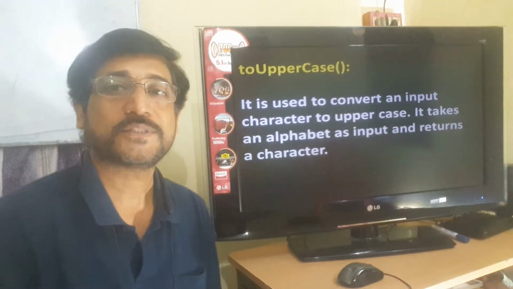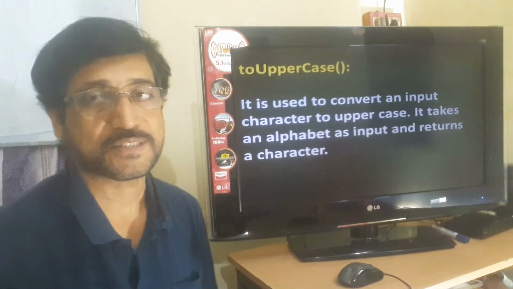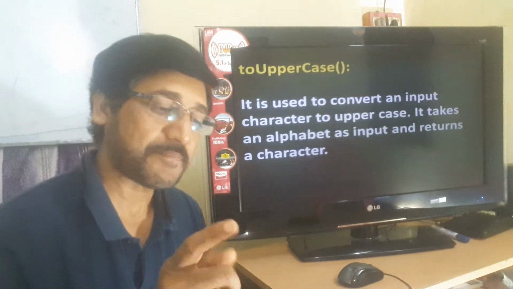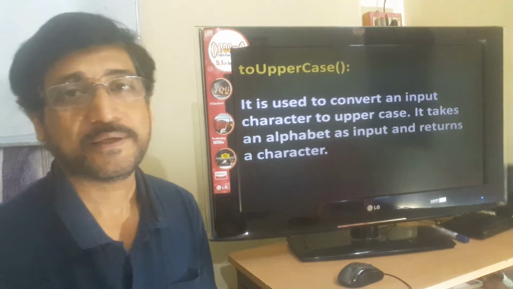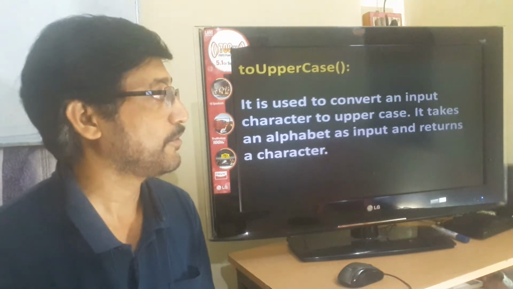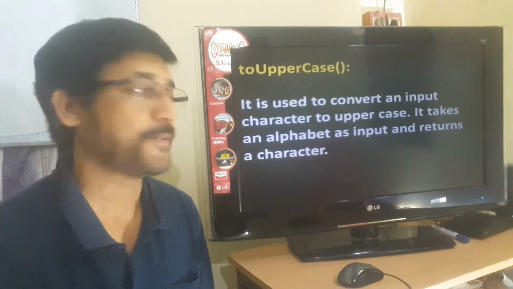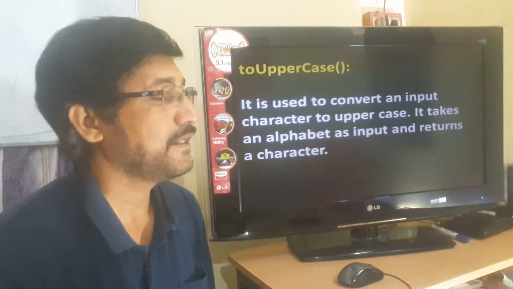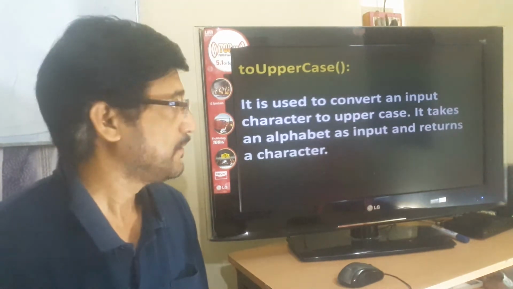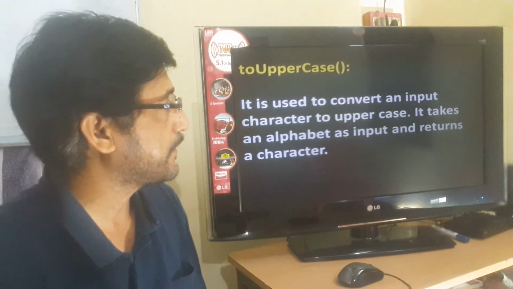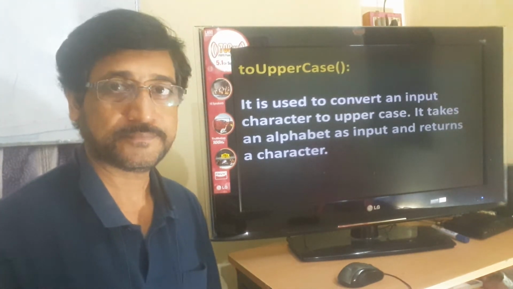The toUpperCase function is used to convert a character into uppercase. Okay, it takes one alphabet as input and returns an alphabet. That means it takes one character as input and returns a character. Suppose your input is in uppercase, then it returns uppercase only. If the input is lowercase, then also it returns uppercase. So it is used to convert the input alphabet or character into uppercase. Write down, it is used to convert an input character to uppercase.